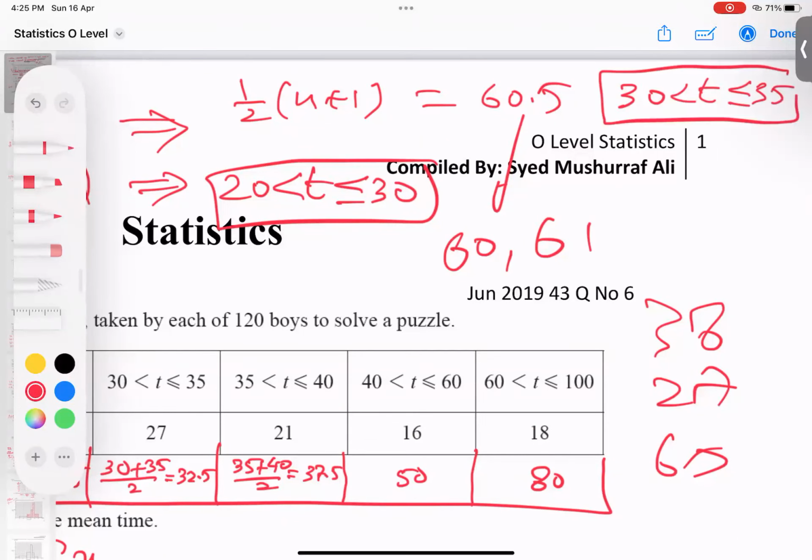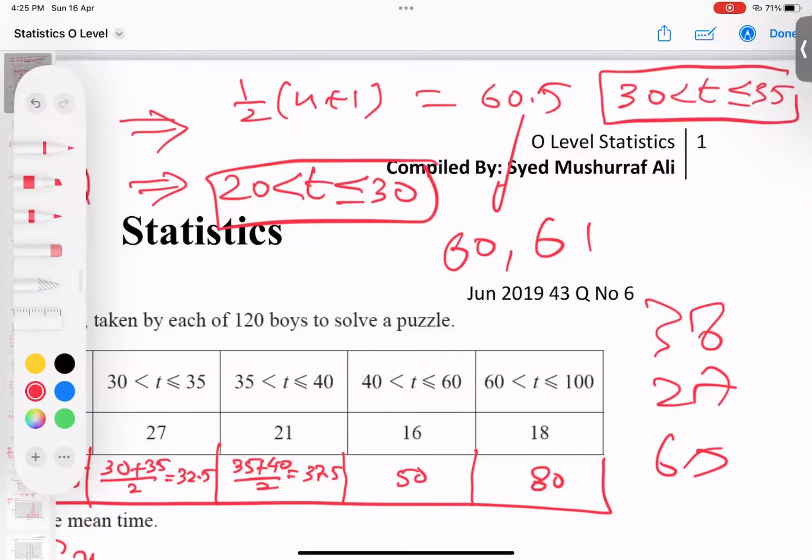And I believe the point is very, very clear. After this, we'll go to some more questions. Yes, students, this is a June 19 question. You can see here the 42 variant, and you'll find three things: median class, modal class, and mean. So take your time, please. First you try, then I'll do this question myself, inshallah.